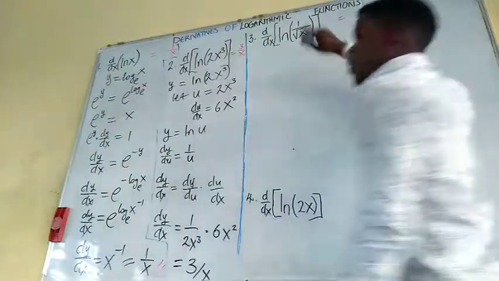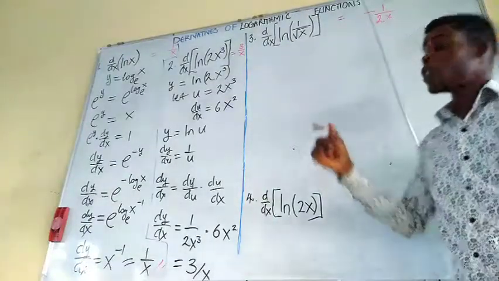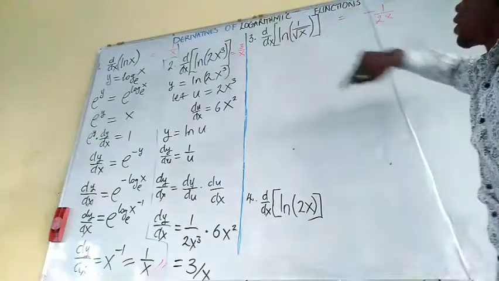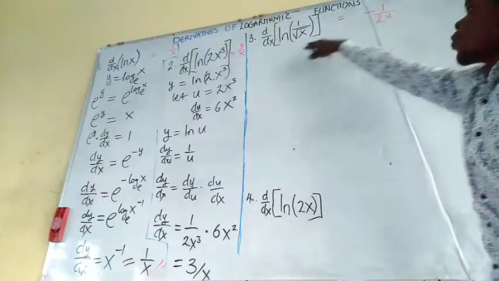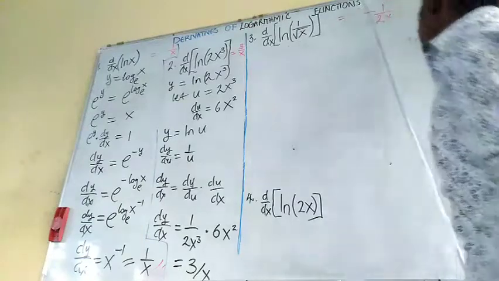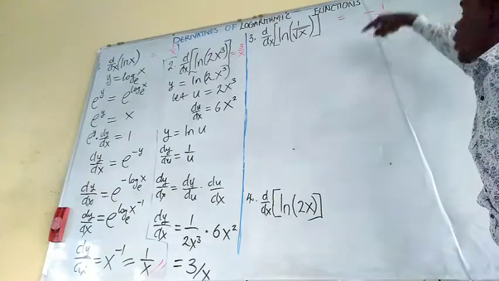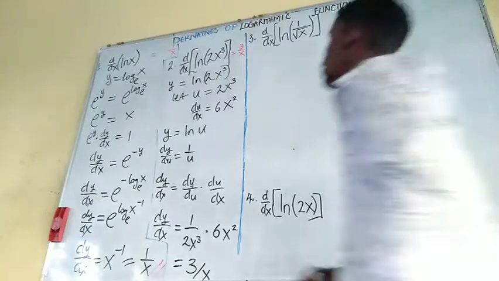Over to the next one. Well, here we just have the derivative of ln of 1 over square root of x with respect to x. And after differentiating, we're going to have this as the answer, the negative of 1 over 2x.